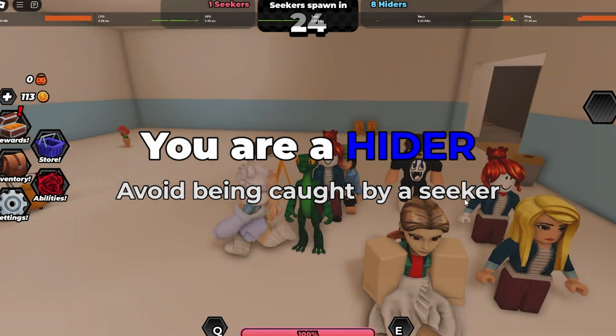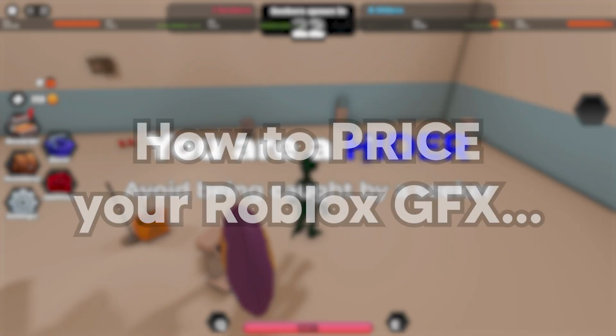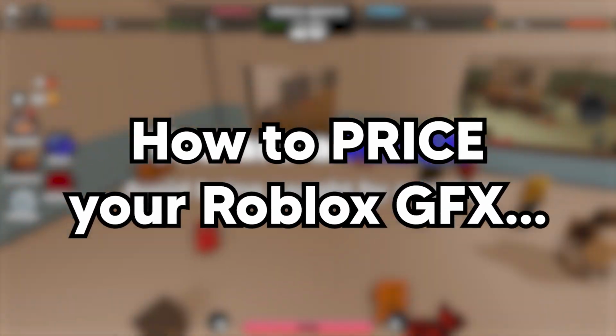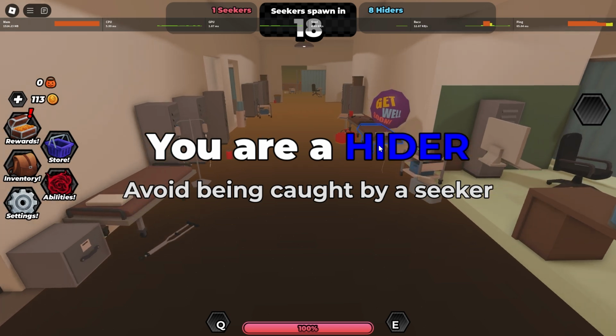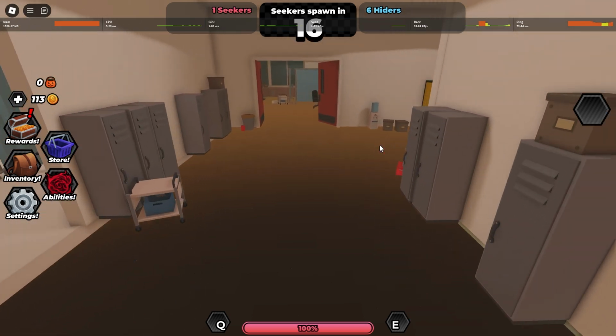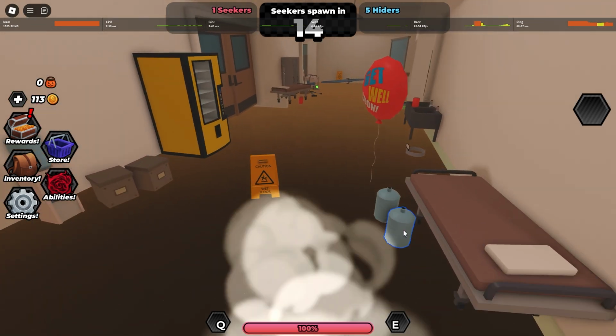For all of you Roblox GFX artists out there, that is how to price your Roblox GFX work. If you've ever wondered how to figure out what to charge, or if your prices are too high or too low, stick around because I'm going to break down everything you need to know. Okay, so let's dive into it.